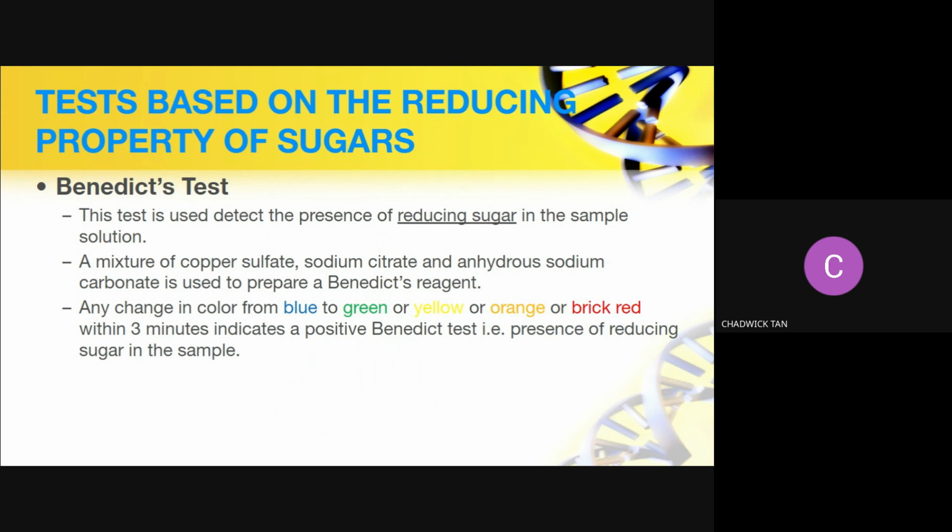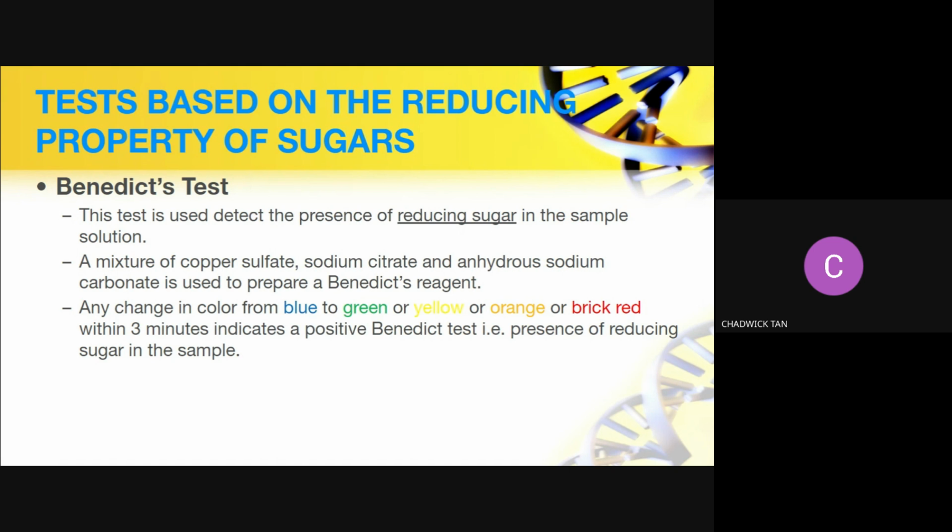Okay. So, yun. So, yung mga reducing sugars mo will be maltose as well as lactose. Yung magiging negative dyan, yung sucrose mo.